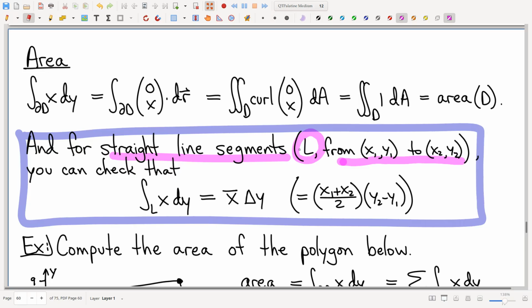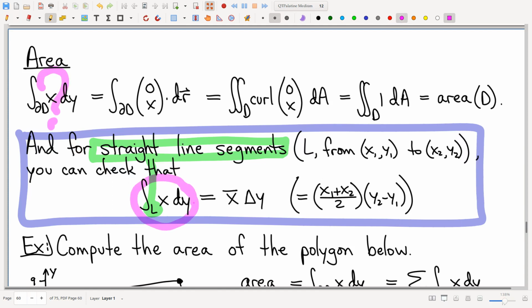And what you find, very convenient little answer, is that when you are talking about a straight line segment, this line integral that we're interested in can be computed ultra conveniently. It's just the average value of x on that line segment times the change in y on that line segment. That's it. Simple arithmetic. Look how easy this arithmetic is. It's 4-function arithmetic. Super easy.